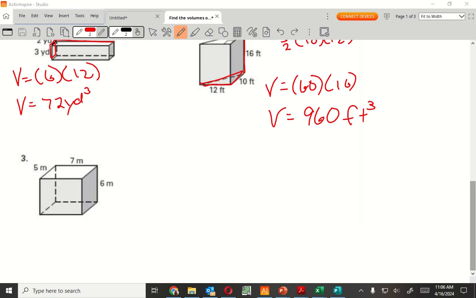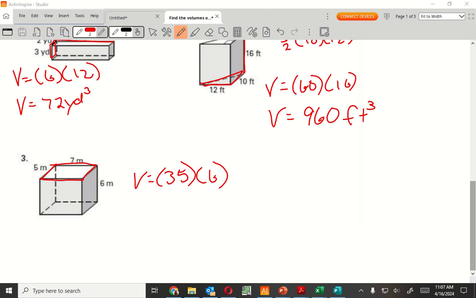All right, so what is the base here? I'm going to call this one right here my base. So volume is equal to my base. My base is just going to be 5 times 7. What is 5 times 7? 35, very good. So it's 35 times my height, which is 6.